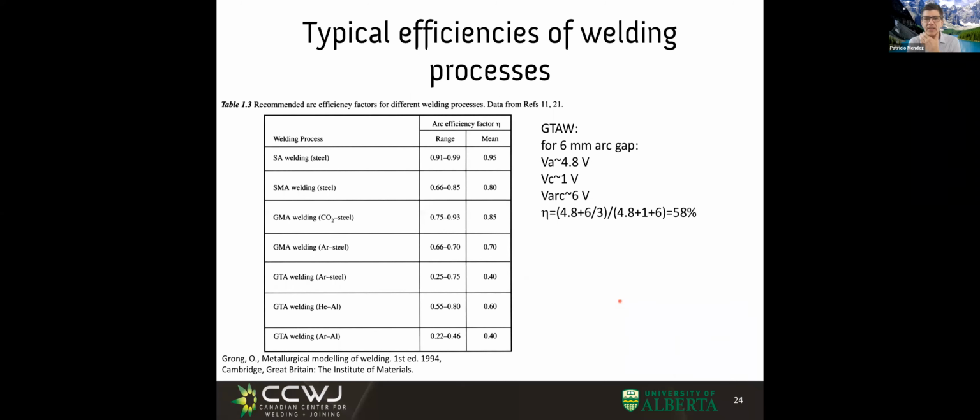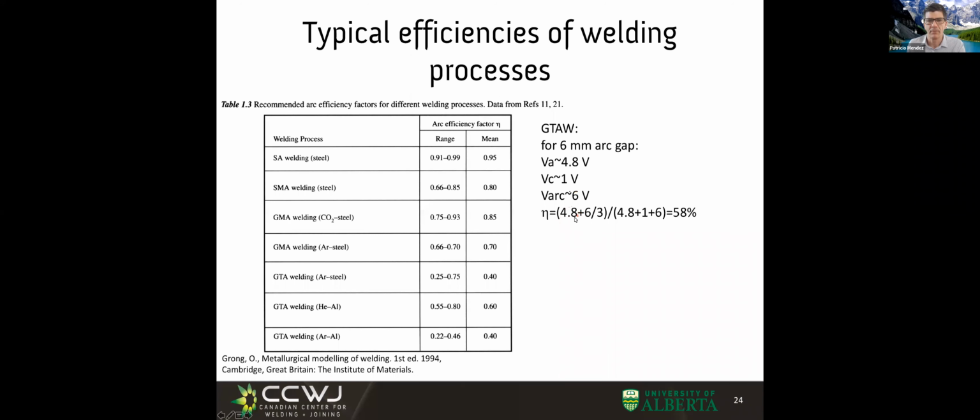Let's do the same for TIG. Let's say we have a 6 millimeter gap. And here we have the anode fall voltage, right? That is the plate. The cathode fall voltage, but the cathode is thermionic, so it has a low voltage. And the arc would be 1 volt per millimeter times 6 millimeters, so 6 volts. So we would have the anode fall voltage.